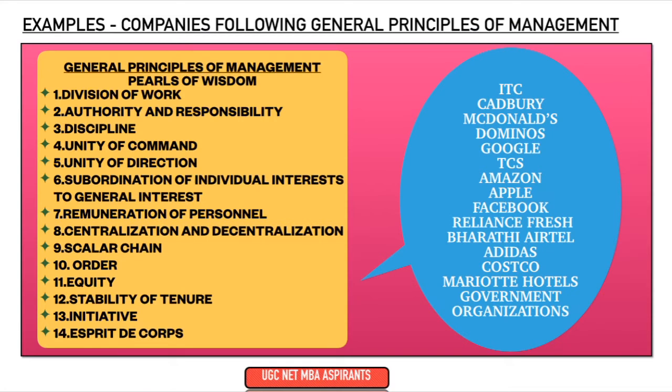So some of the companies which are following one or more of these principles even today are ITC, Cadbury, McDonald's, Domino's, Google, TCS, Tata Consultancy Services, Amazon, Apple, Facebook, Reliance Fresh, Bharti Airtel, Adidas, Costco, Marriott Hotels, and even some government organizations which follow the scalar chain very strictly.